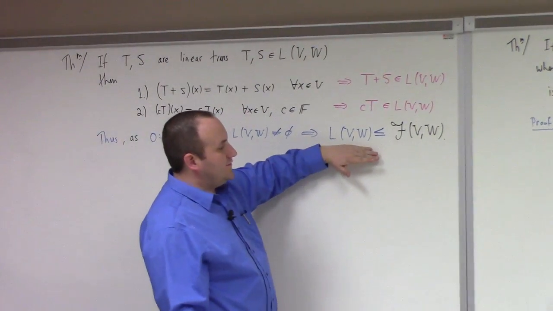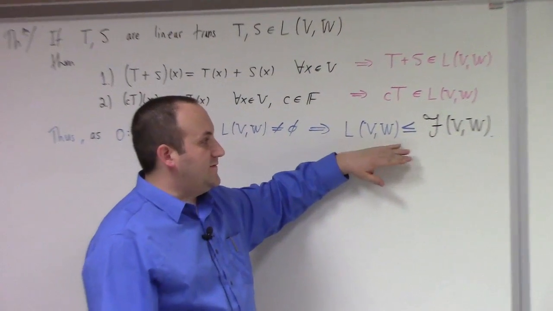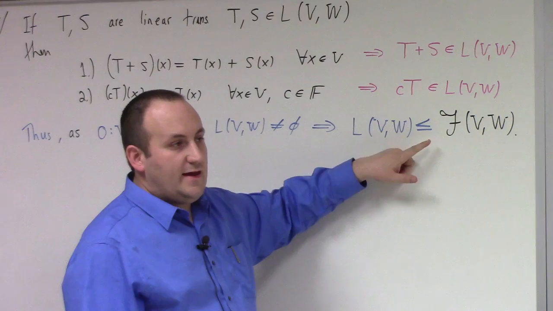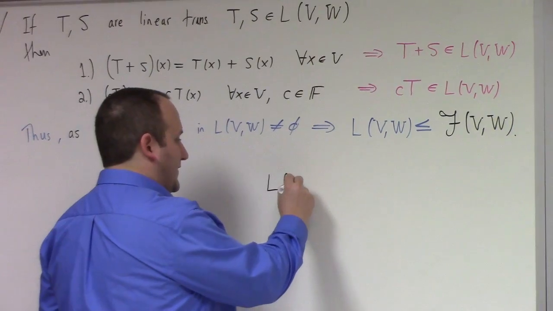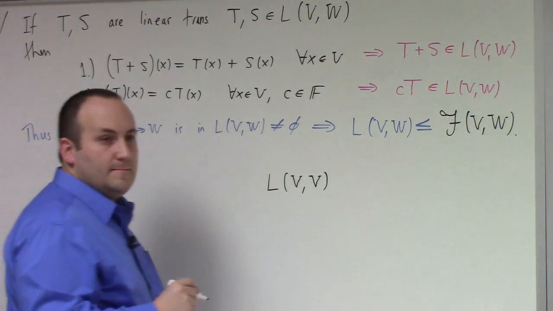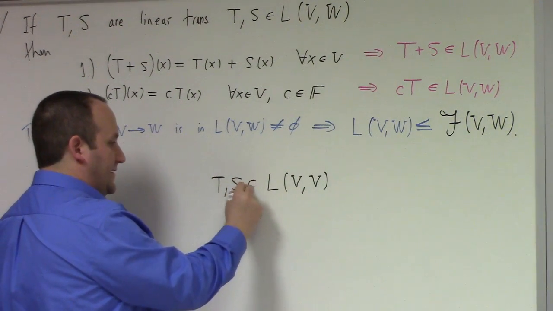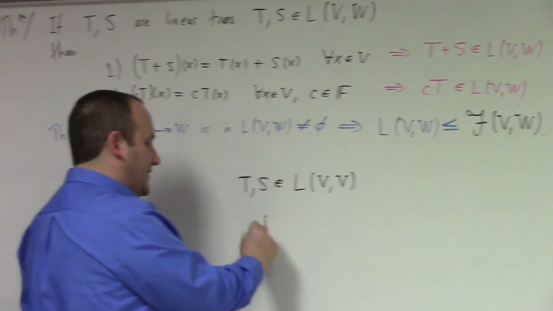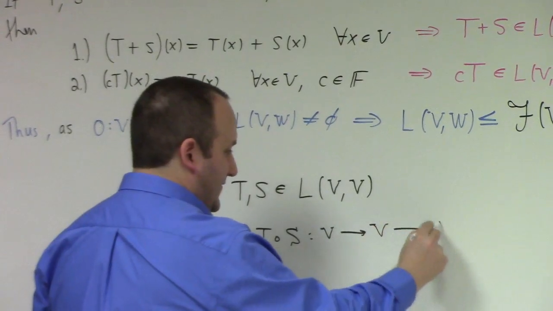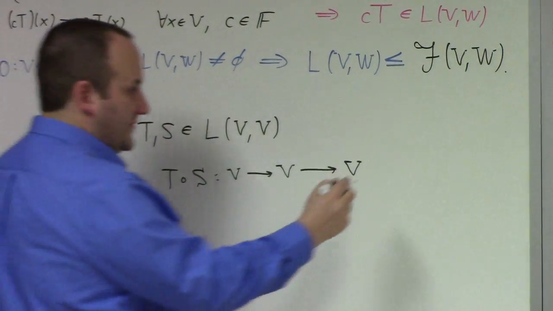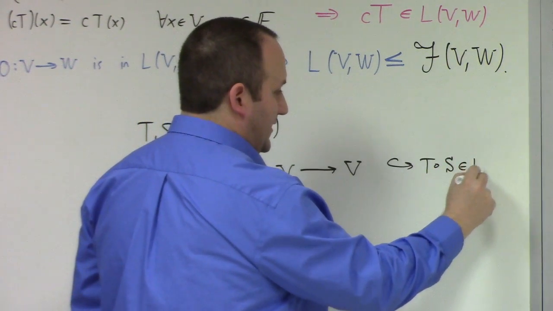This shows that the set of linear transformations is in fact itself a vector space. It's a subspace of this function space. Now, if we look at a more special thing, we can look at linear transformations from a vector space to itself. Well, that's even more special, right? What happens if you take T and S that are both linear transformations on V, and take T composed with S? What do you get? V to V to V again. In other words, the composite of two linear transformations on V is again a linear transformation on V.